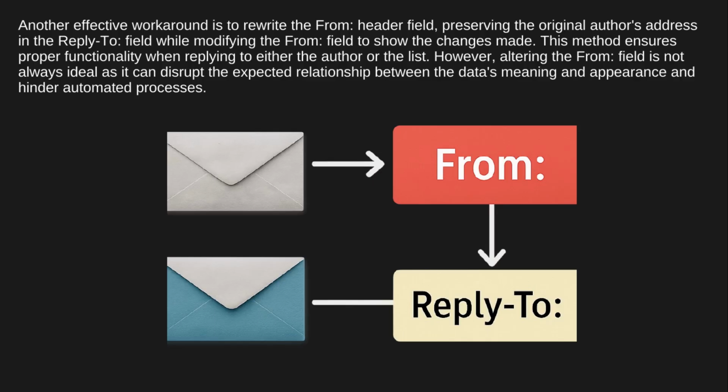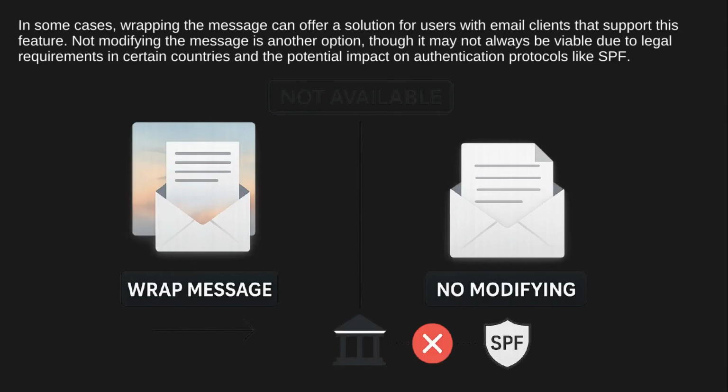However, altering the From field is not always ideal, as it can disrupt the expected relationship between the data's meaning and appearance and hinder automated processes. In some cases, wrapping the message can offer a solution for users with email clients that support this feature. Not modifying the message is another option, though it may not always be viable due to legal requirements in certain countries and the potential impact on authentication protocols like SPF.